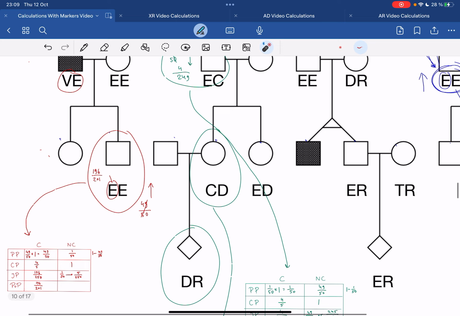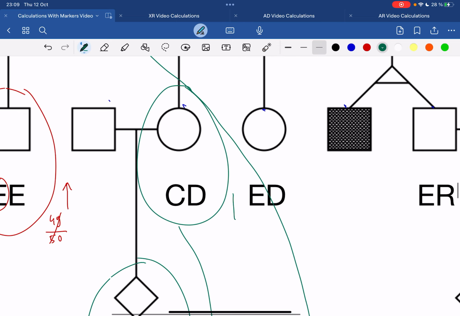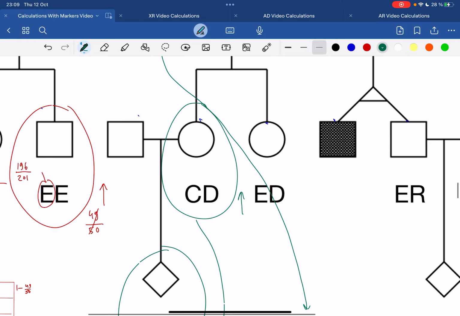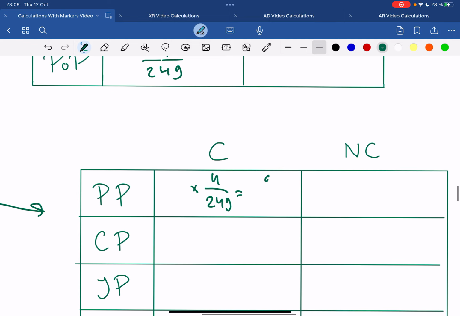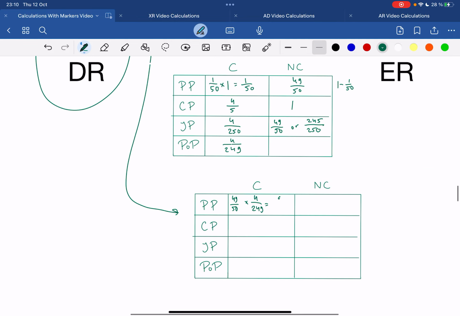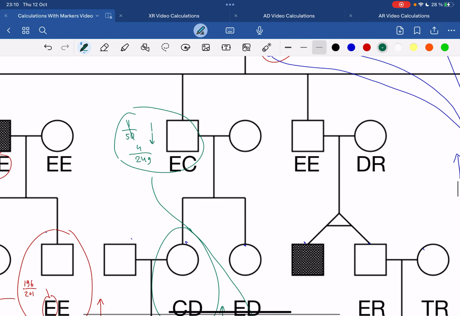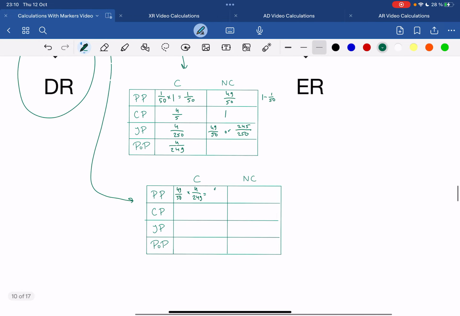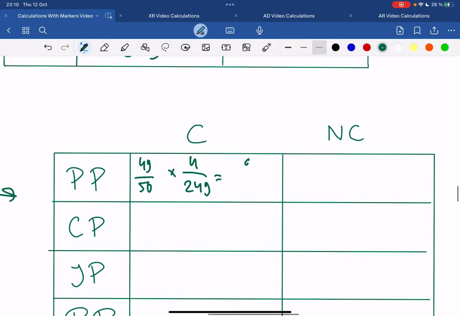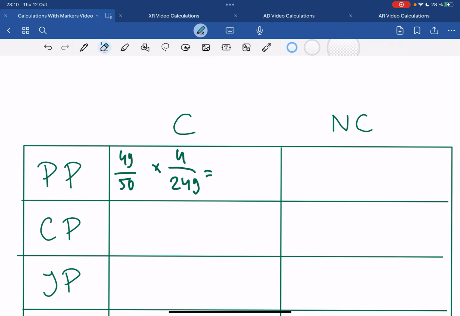So because the daughter could have only gotten the C from the dad, there's actually a high risk here that she would be affected. So 49/50. So that's why here we take 49/50 times the dad's chance to be affected, which is 4/249. And now it would actually be correct, equal to 98 over 6,225.